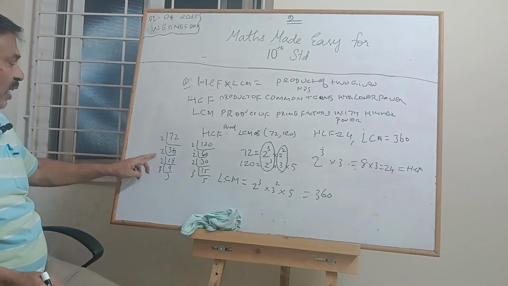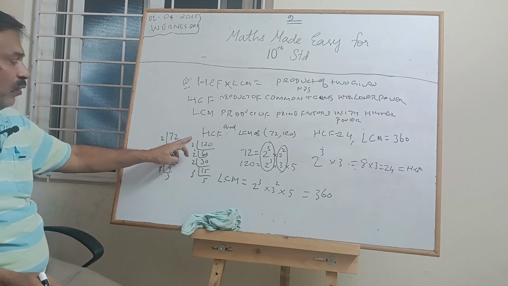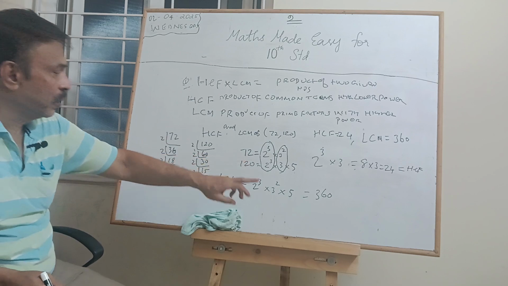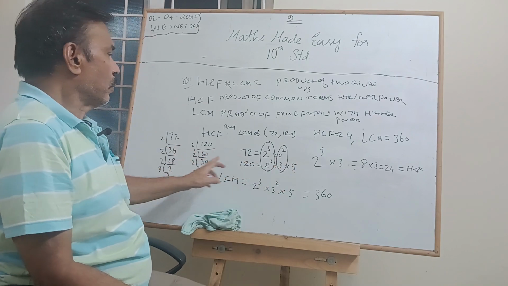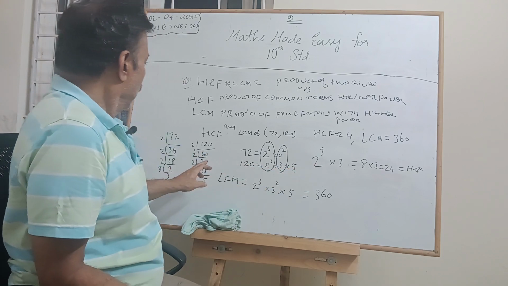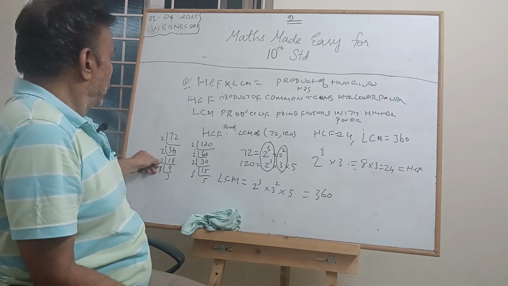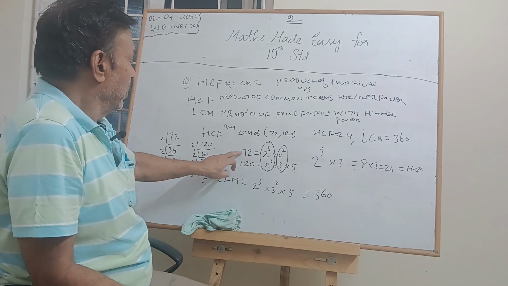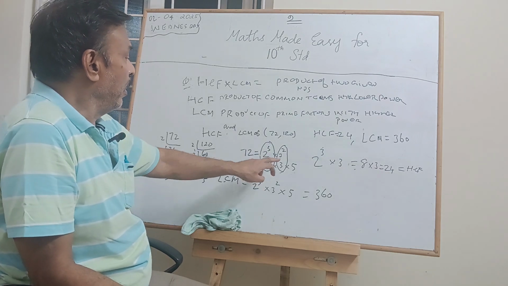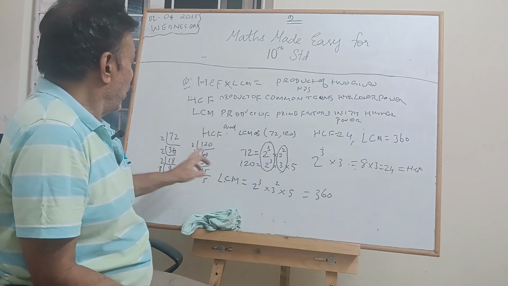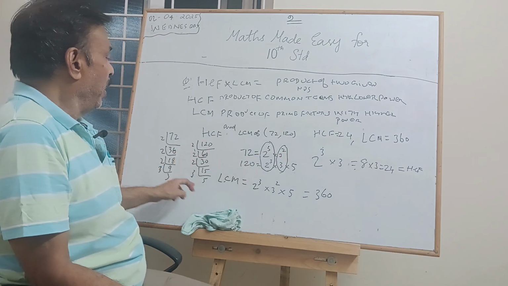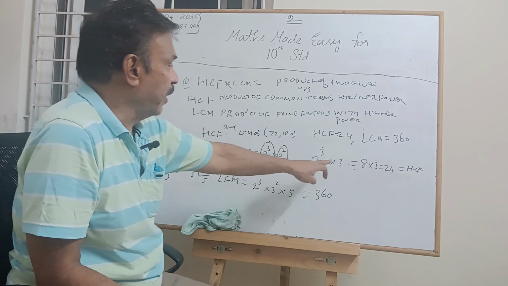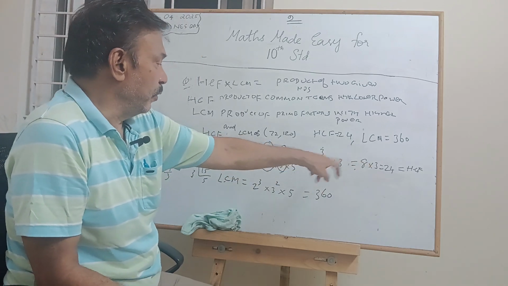First, do the factorization of 72 and the factorization of 120. Then write the terms. Here 72 is 2 to the power 3 and 3 to the power 2, and 120 is 2 to the power 3 into 3 into 5. Take the common factors and write it here. That becomes the HCF.